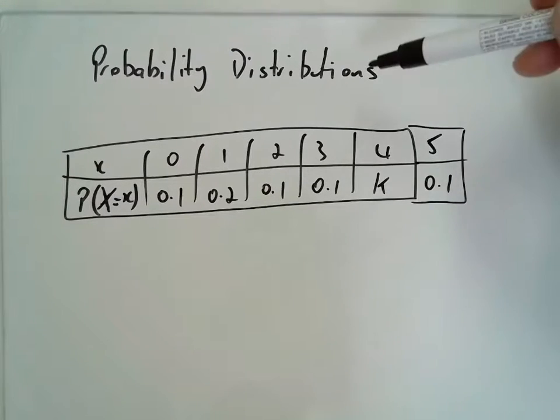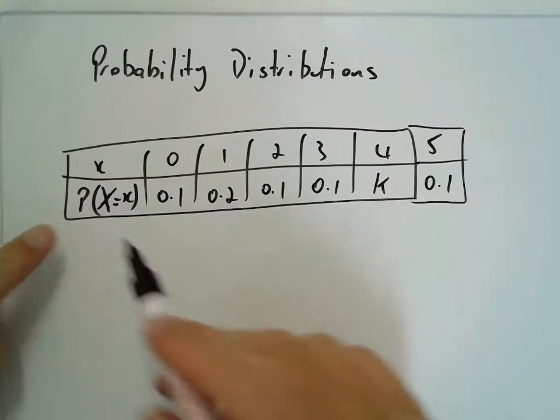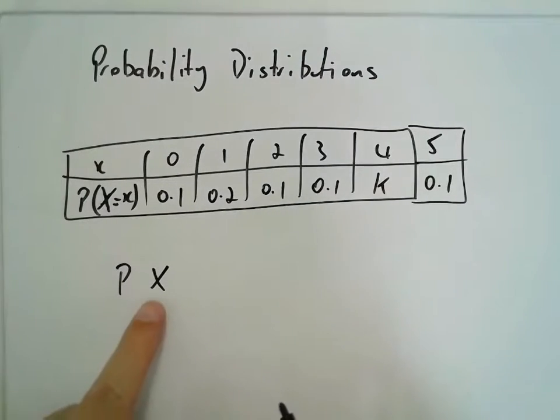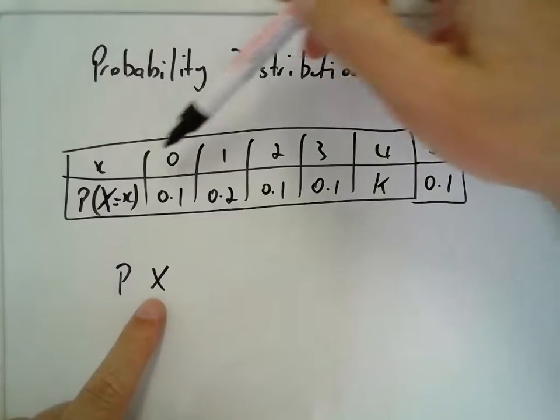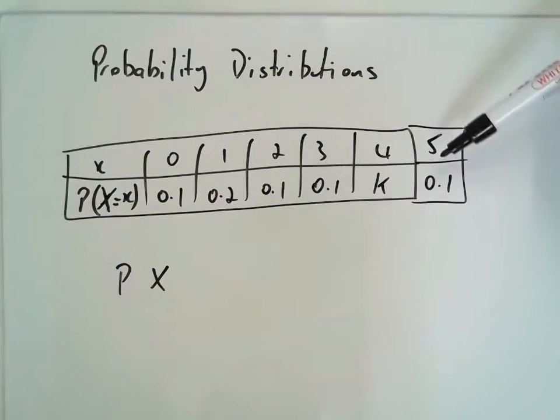Okay, here we're going to talk about probability distributions. It's probably time to have a look at this terminology. Remember that the big X is what we're doing. Let's say we're rolling a six-sided die numbered 0, 1, 2, 3, 4, 5. Don't ask me why I've got 0 and 5, that's just what it is.